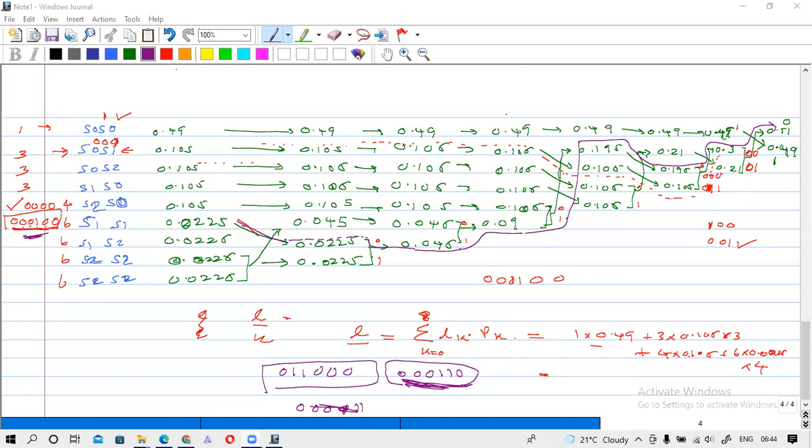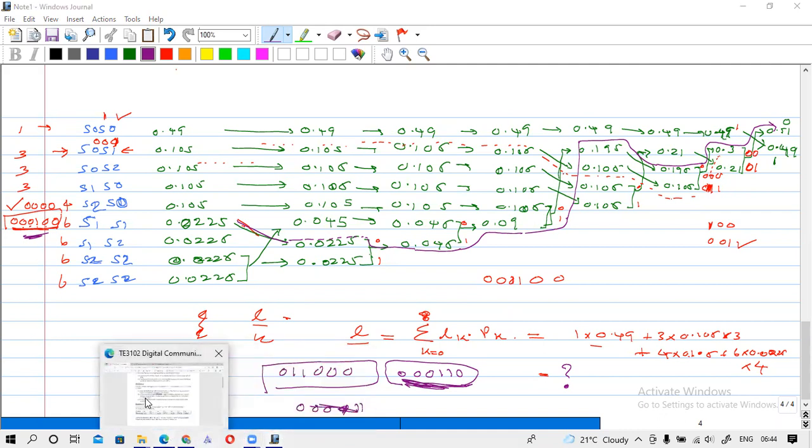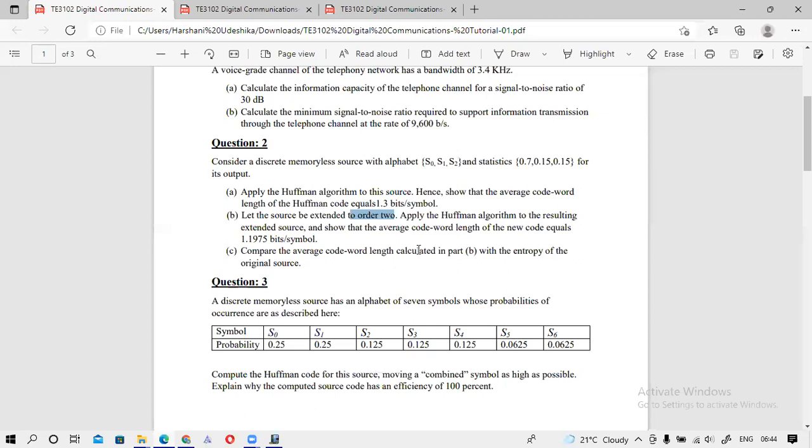Okay, thank you. So what is the value you get here if you find this? That value should be, it is given, no? It is given and we have to prove it. So that value should be 1.195, 1.1975. Q6 I will discuss. So you will get 1.195.